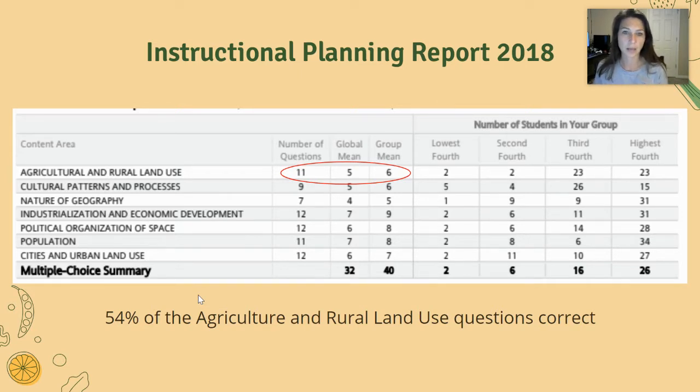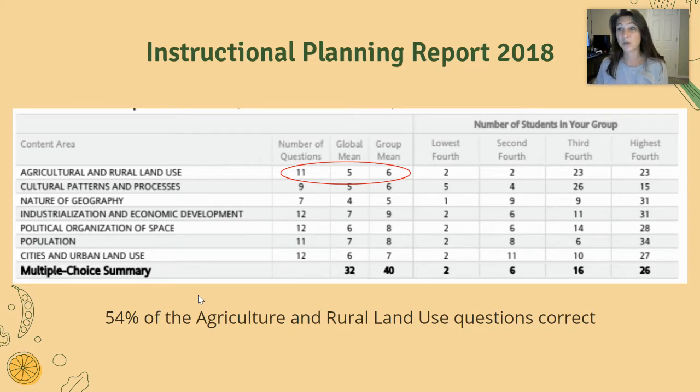So to start off, at the end of every year in May, students who are enrolled in AP classes take an AP test, and teachers are actually provided the instructional planning report based on the data of their students. And I use this every year to sort of fine tune and tweak lessons or units that students struggle with. And in 2018, my students struggled with a couple different units, but agriculture was one of them. And if you look at the data, only 54% of the questions that they were asked to answer were answered correctly. So that's problematic for me.